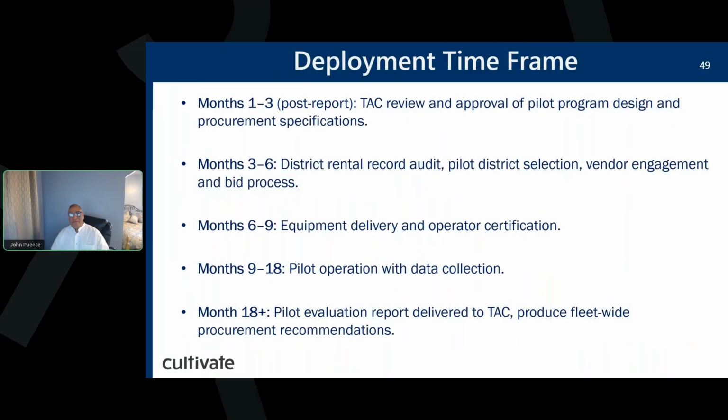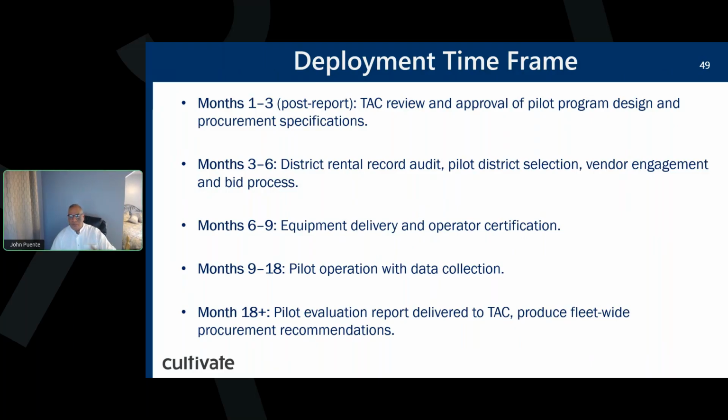Here's just a very rough deployment time frame. In months 1 through 3, the TAC can review the pilot program design, and also the procurement specifications for the pieces of equipment that you want to get. In 3 through 6, and some of these are overlapping, so it's not a concrete 1 through 3 months and 3 through 6, take a look at your rental records. Select your pilot districts, and then start engaging with your vendors and the bid process to procure these pieces of equipment.